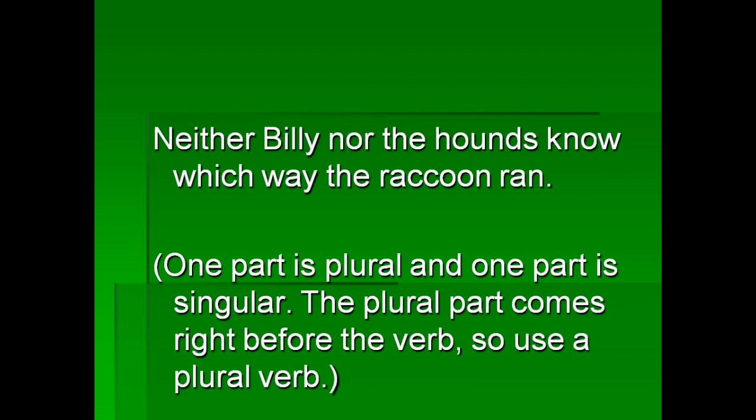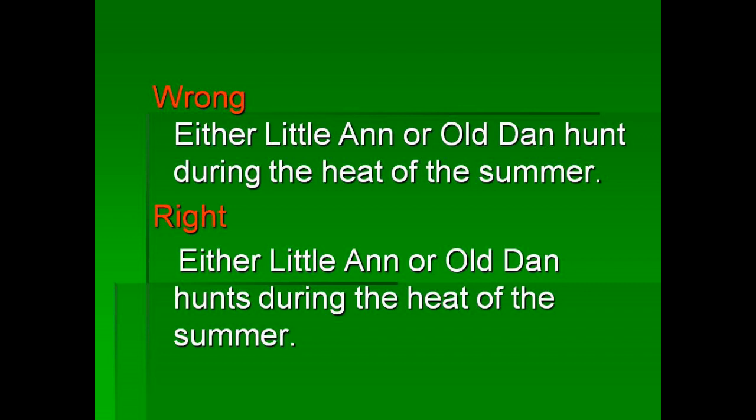Yes, those are our examples. I'll pause for you to write down the questions and try to find out if they're correct. Now listen to this. It is wrong to say either Little Ann or old Dan hunt during the heat of the summer, but it's right to say either Little Ann or old Dan hunts. Our interest is on the singular verb hunts. This one is wrong because these are singular subjects used separately.